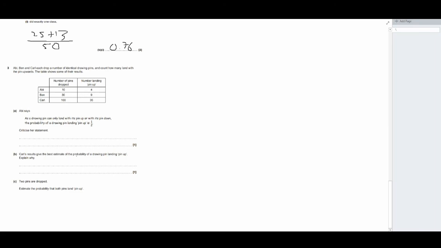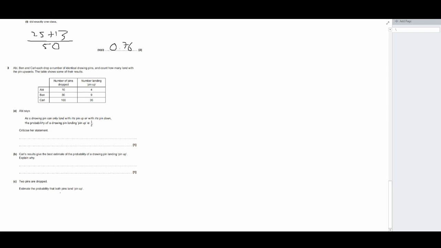Next up, Carl's results give the best estimate of the probability of a drawing pin landing pin up. Explain why. Even if you can't really figure this out, what's different about Carl to the rest of his colleagues? The thing that's different is he's done way more trials. Even if you didn't figure that out, you can still see he's done way more trials. That's the only thing that's different, and you can just put that down. The reason that's correct is if you do more trials of an experiment, you're more likely to get accurate results, and outliers can be blended in with the rest.